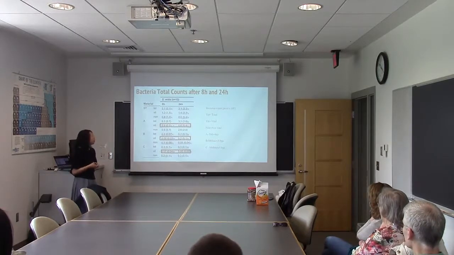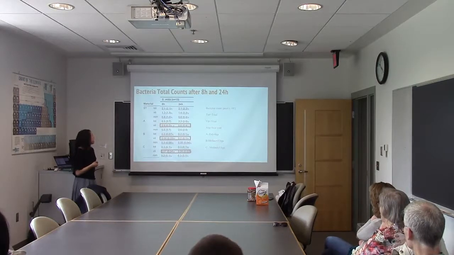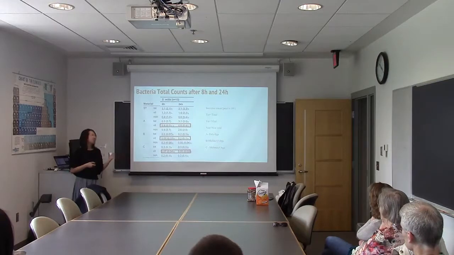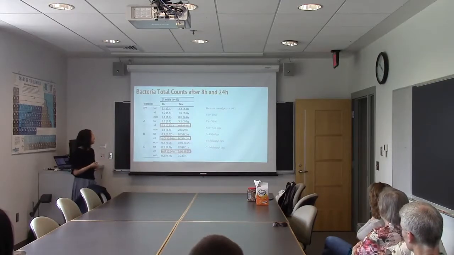And VAT is vital. Vital means living cells, and non-vital means dead cells. Let's look at these three data. We can see that there seem to be more living cells on material A than on B and C, which means that B and C have better antibacterial properties than A.